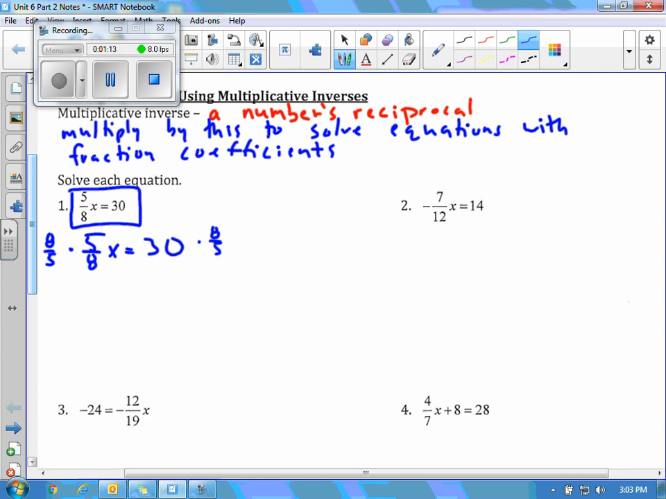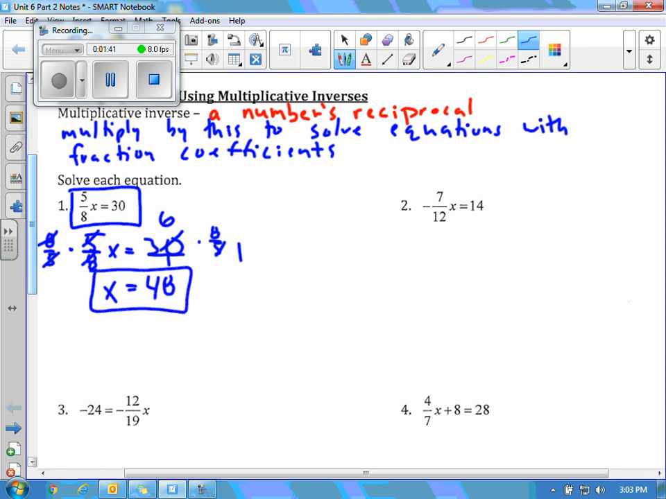Now on the left side where the variable is, what that's going to do is cancel everything out. The 8's cancel out, and the 5's cancel out, so I just have an x. On the right side, I'm going to put this over 1. I can reduce first. If it's on the numerator and the denominator, I can reduce. So 30 can be divided by 5, and I get 6. 5 can be divided by 5, and I get 1. So I just need to do 6 times 8, which is 48. And I have my answer there.